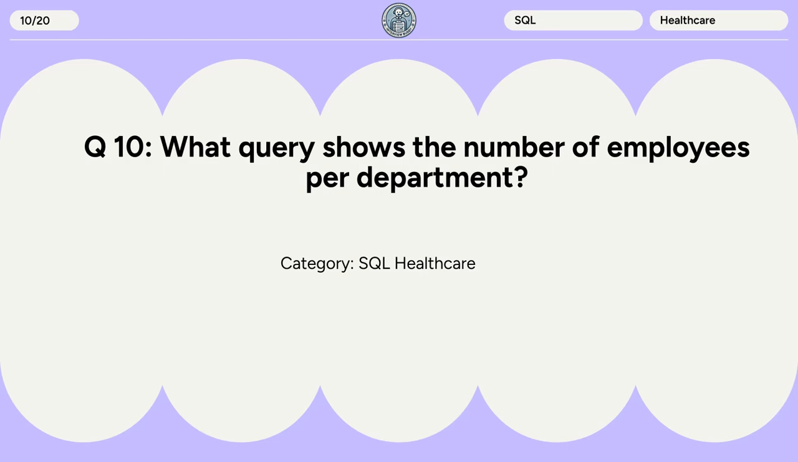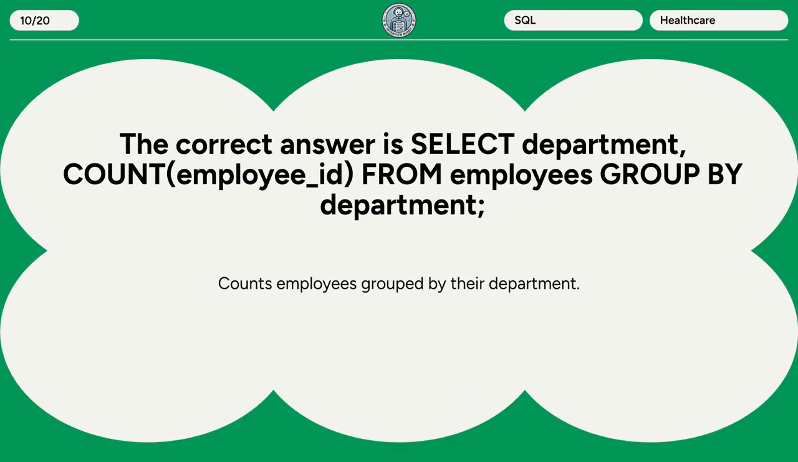Question 10. What query shows the number of employees per department? The correct answer is: SELECT department, COUNT(employee_id) FROM employees GROUP BY department. Counts employees grouped by their department.